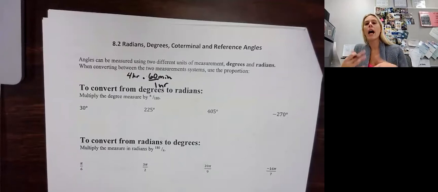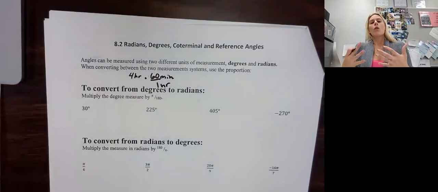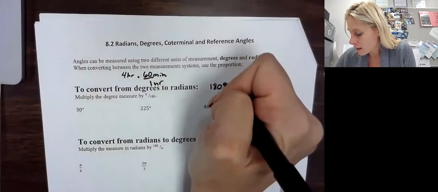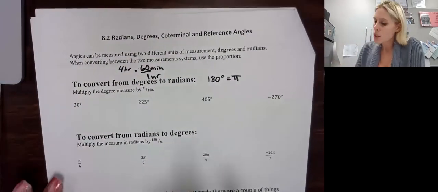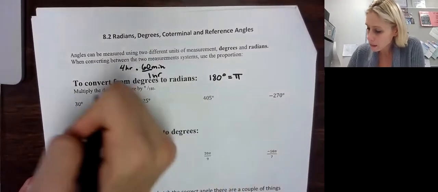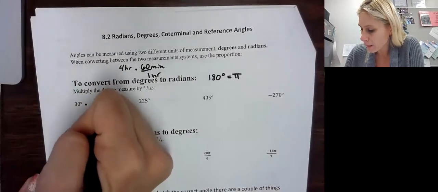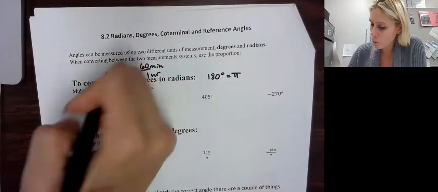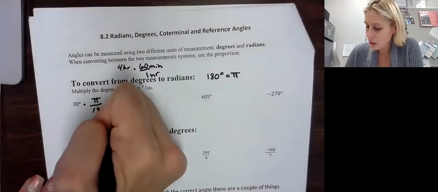So when we think of that one unit, or how 60 minutes equals 1 hour, they're equal. You can use the fact that 180 degrees equals 1 pi. Okay, so that's the ratio we're going to use. So when I'm converting 30 degrees to radians, I'm going to multiply it by, now since we're going from degrees to radians, degrees is going to be on the bottom here. And I know that pi is 180. Now I'm going to multiply straight across.